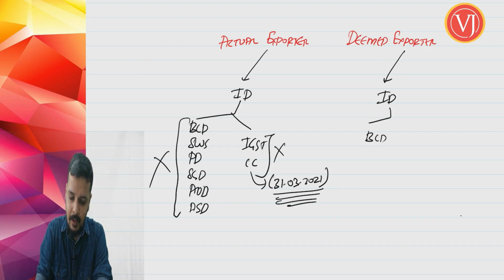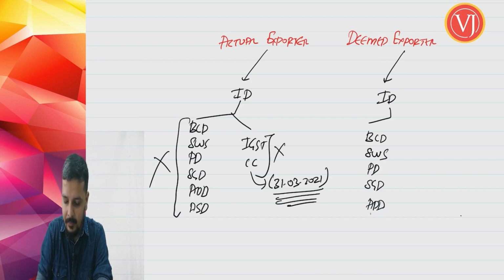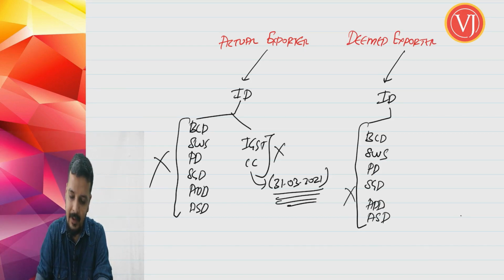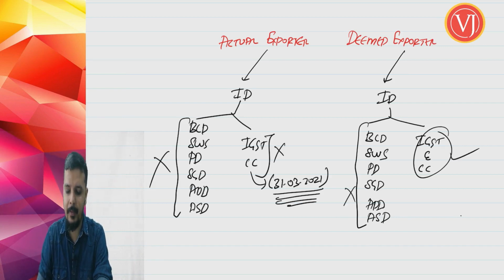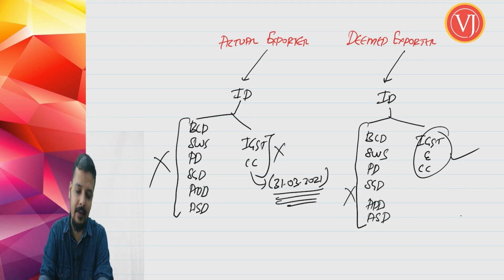What is he not paying? He is not paying BCD, he is not paying social welfare surcharge, he is not paying protective duty, he is not paying safeguard duty, he is not paying anti-dumping duty, he is not paying anti-subsidizing duty. So all these things will be the same. But when you talk about IGST and compensation cess, he is required to pay. So the difference lies here.